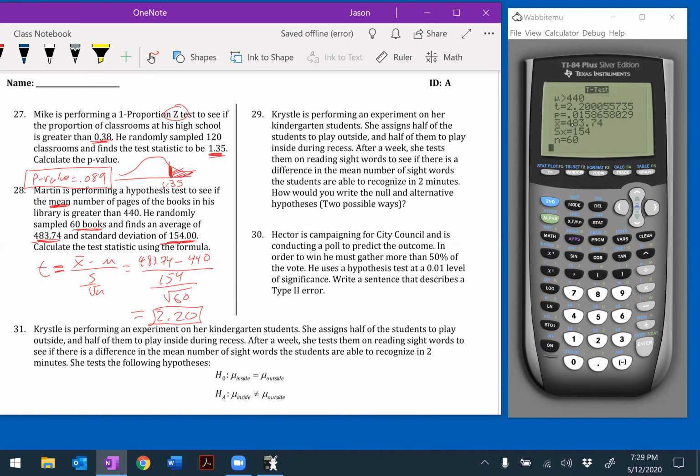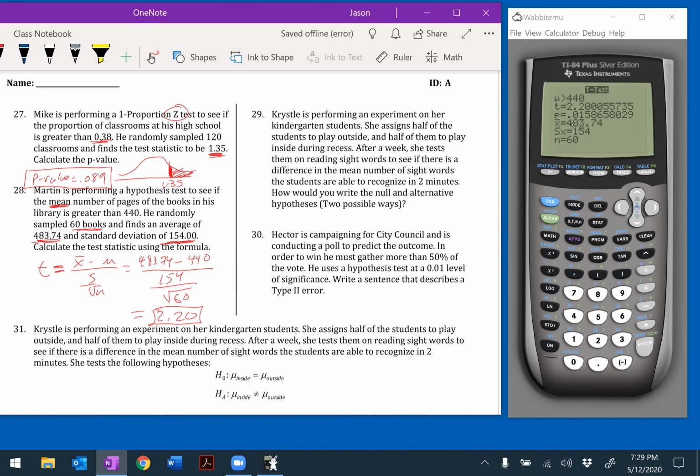Okay, Crystal is performing an experiment on her kindergarten students. That's not, is that legal? I don't know. You shouldn't be experimenting on kindergartners. She assigns half of the students to play outside and half of them to play inside during recess. After a week, she tests them on reading sight words to see if there was a difference in the mean number of sight words the students were able to recognize in 2 minutes.